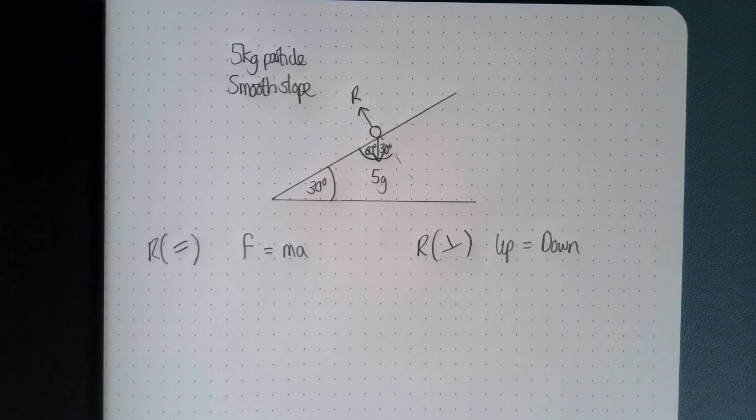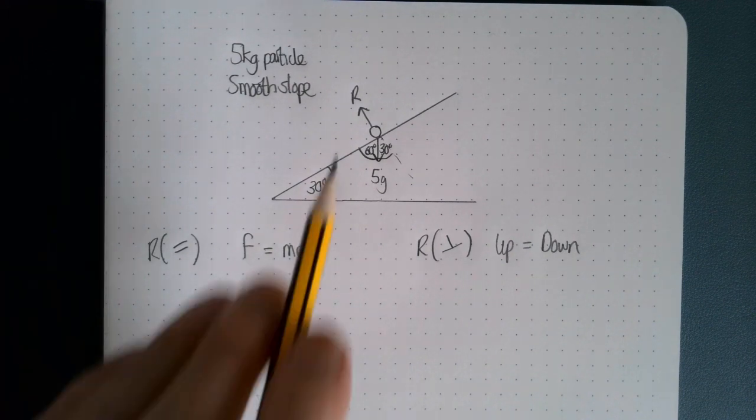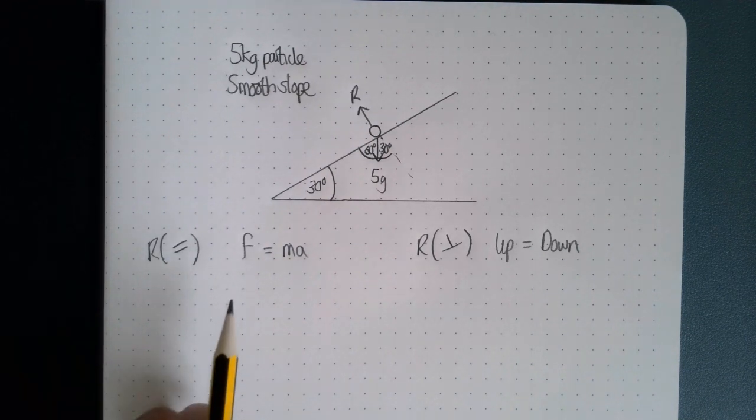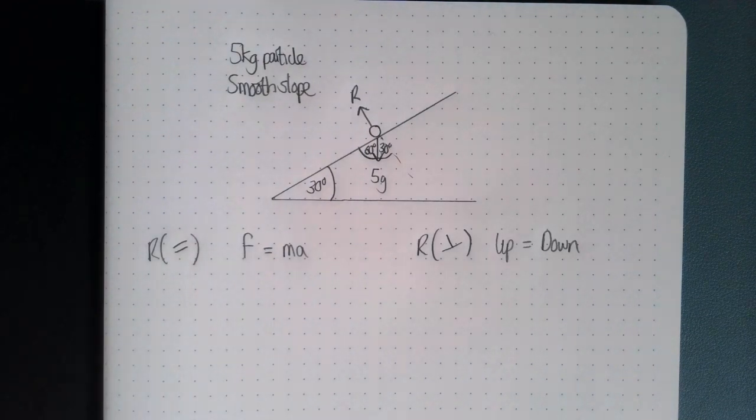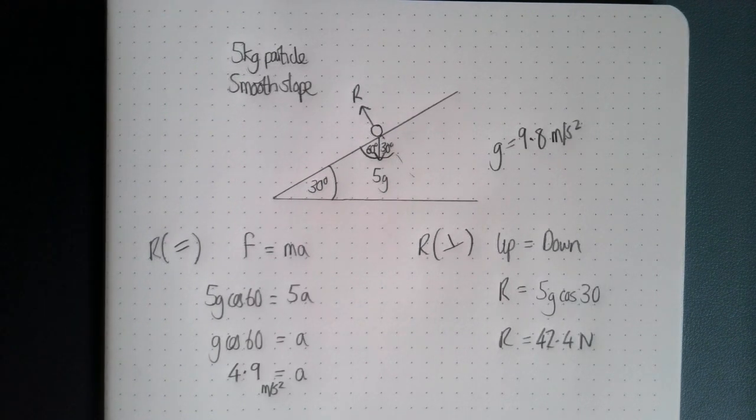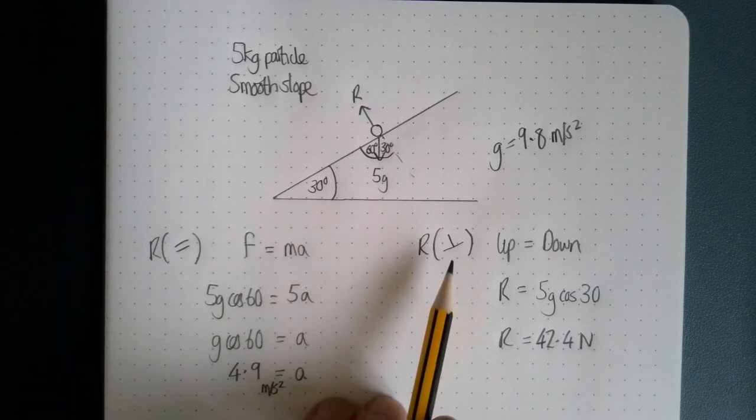So two questions for you. What's the value of R? And can you work out the acceleration of this particle as it slides down the slope? I'm going to pause the video, see if you can remember how we do that.